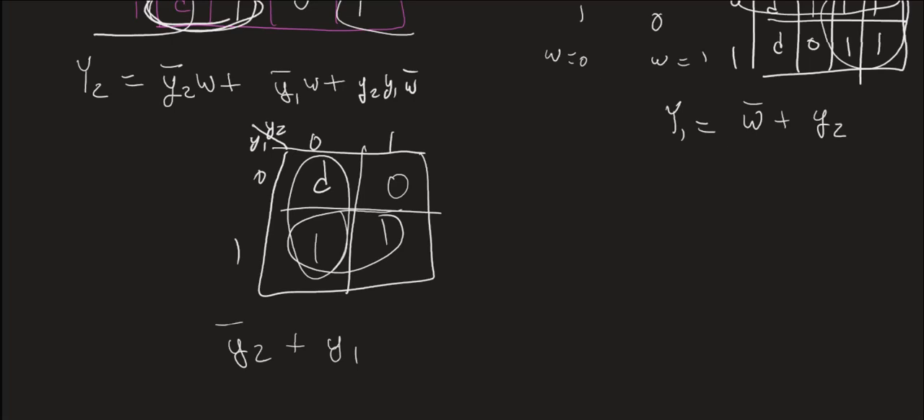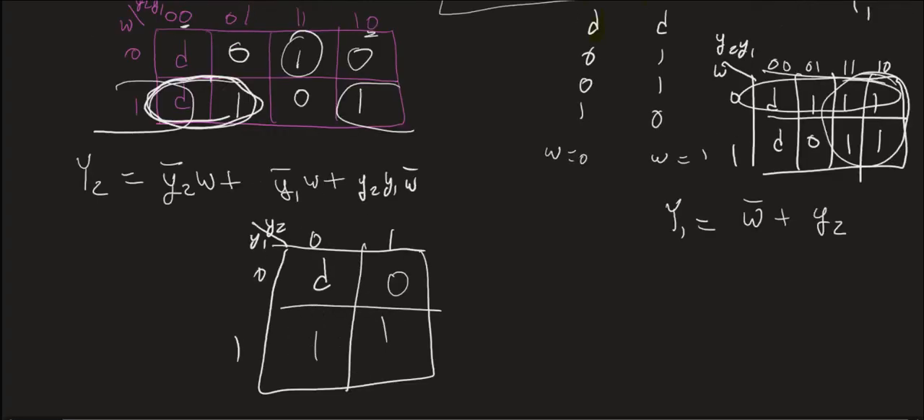That's not correct. Oh, yeah, because we don't need this circle, do we? No. Don't need that circle. We just need this one. And so z equals y1. And that is it.